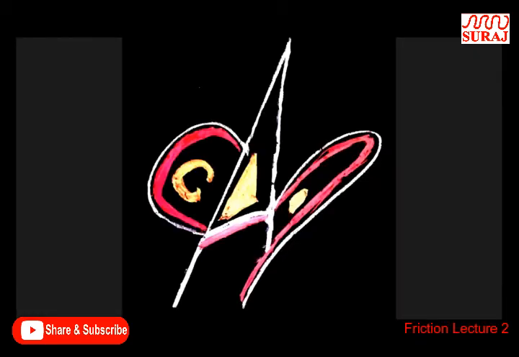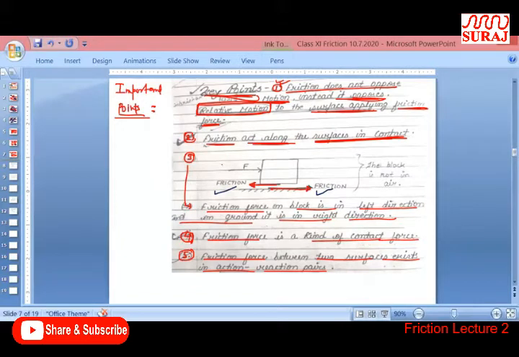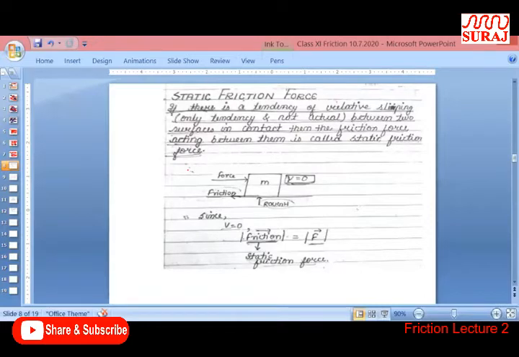Hello students, we were dealing with the friction forces, okay, and we have defined the basic concepts of friction and the graph which is plotted practically. Now we will start with the friction forces, which are already classified as static friction force and kinetic friction forces.